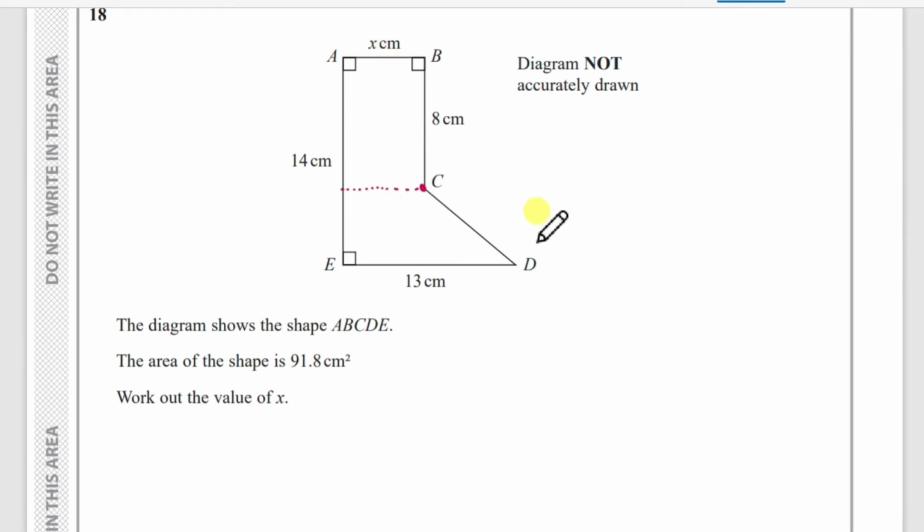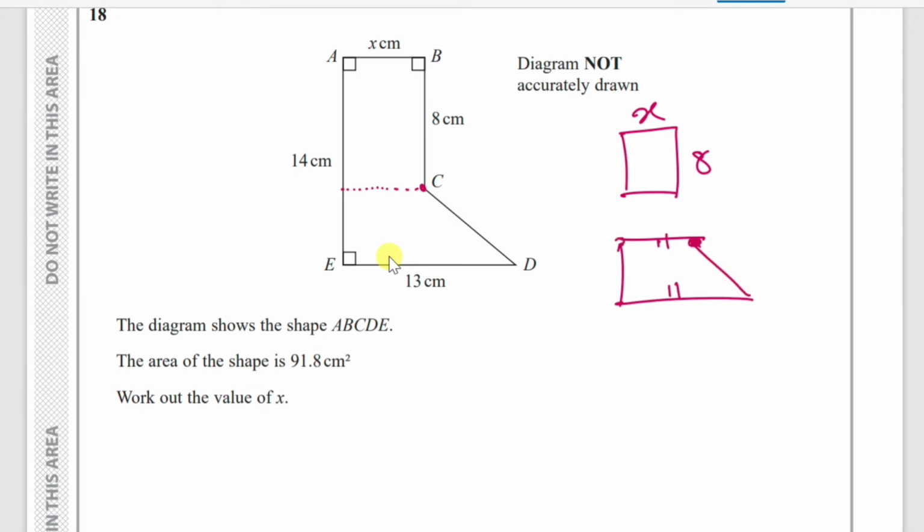So let's update the values. We know that this rectangle has a height of 8 and a width of x. It's always good to redraw it, so 8 and x. Now we have a trapezium here. A trapezium looks like this, by the way. You have basically 2 parallel lengths, and it's a 4-sided shape. We know that this length is also x. If the whole thing is 14 and this side is 8, the difference between 14 and 8 is 6. So that short length is 6. And we know that this length is 13.